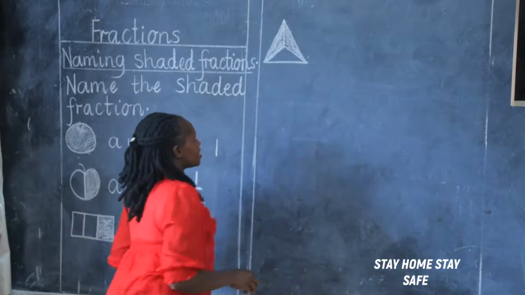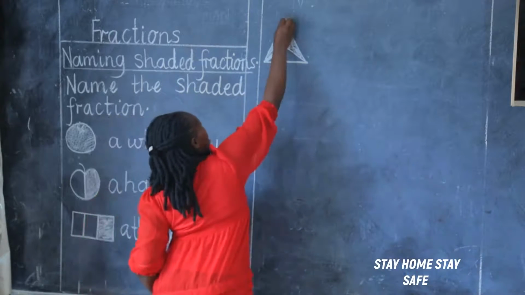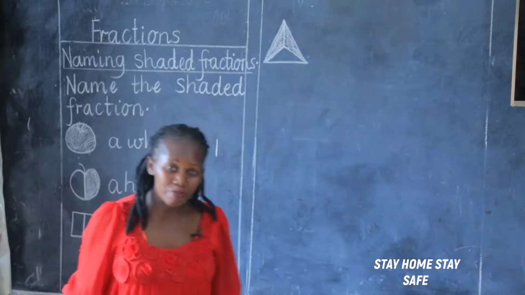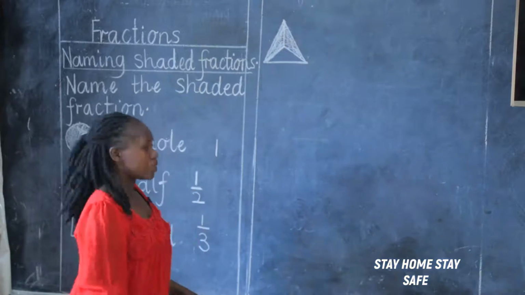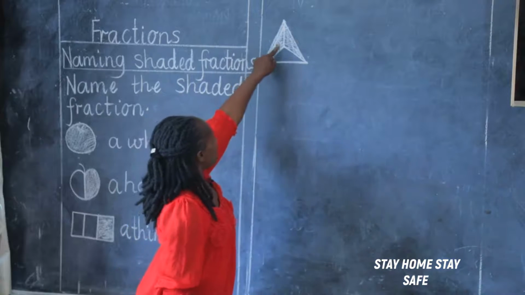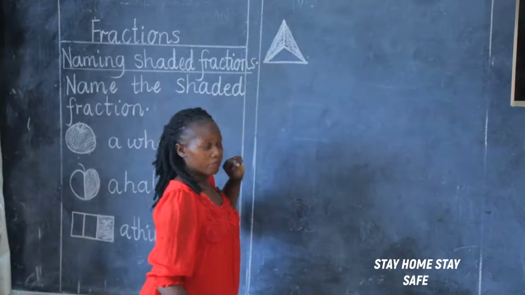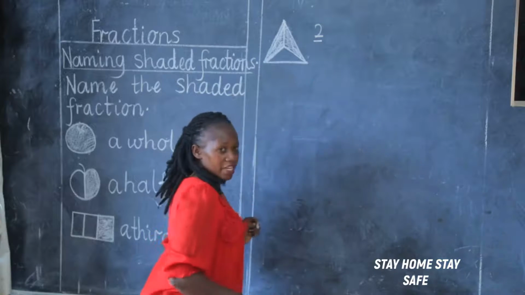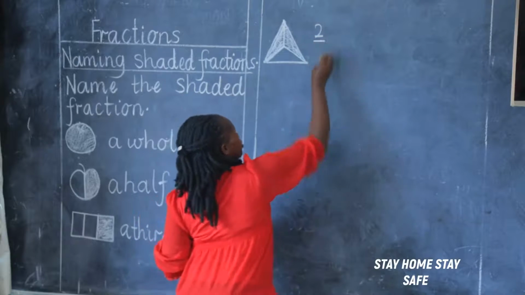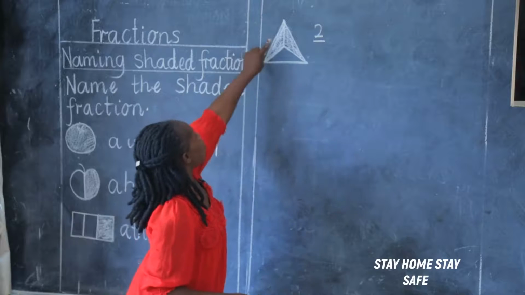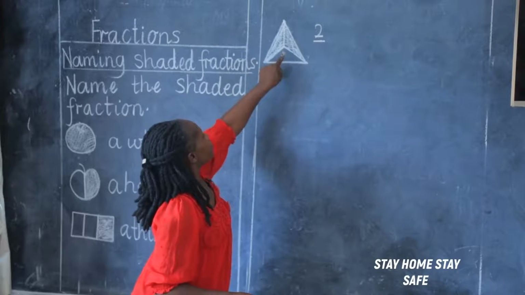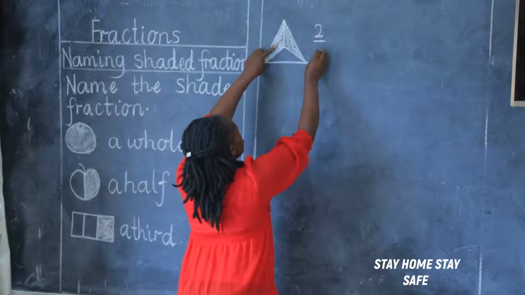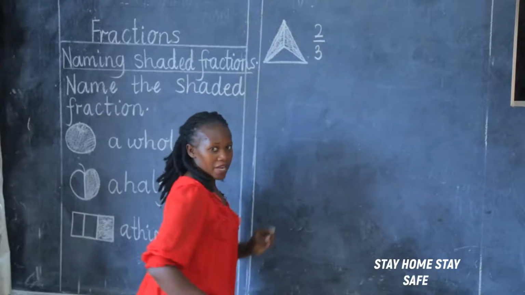How many parts have I shaded? Have I shaded 1 part still? Have I shaded 1 part? No, count the parts that I've shaded. 1, 2. So I have shaded 2 parts. Out of how many? Out of 2? No, out of 1, 2, 3 parts. So I have shaded 2 parts out of the 3 parts.